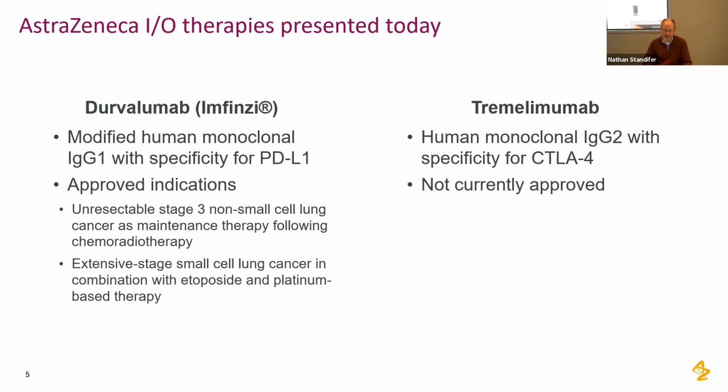Tremelimumab, shown on the right, is a monoclonal immunoglobulin G2 with specificity for the cytotoxic T lymphocyte-associated protein 4, also known as CTLA-4. Based on its isotype of immunoglobulin G2, tremelimumab does not mediate effector functions such as complement fixation or antibody-dependent cellular cytotoxicity, and thus it purely blocks interactions of CTLA-4 with CD80 or CD86. Currently, tremelimumab is not approved for marketing in any country in the world.